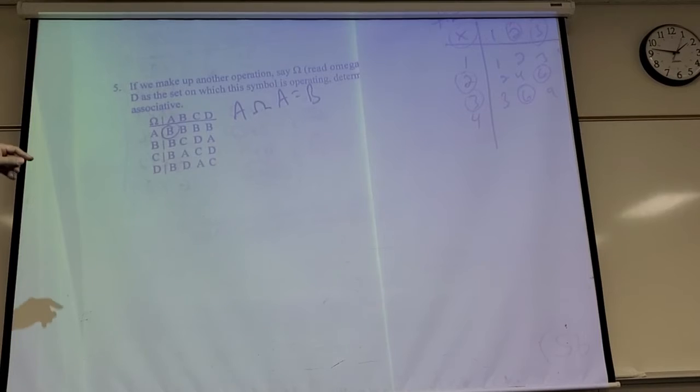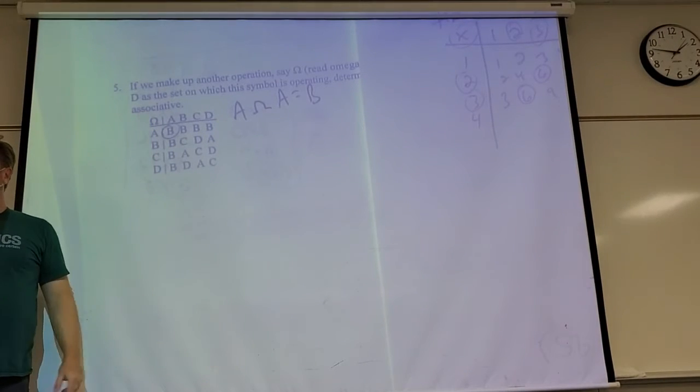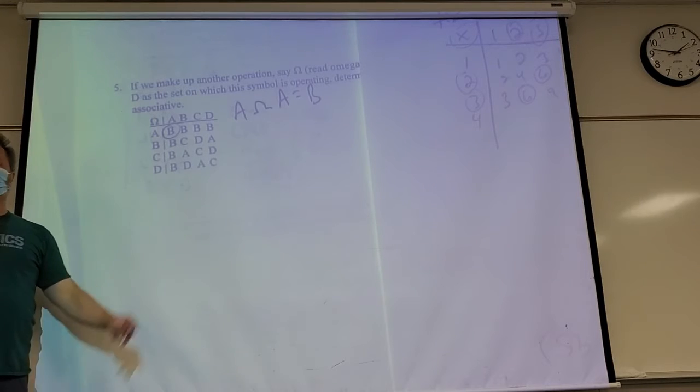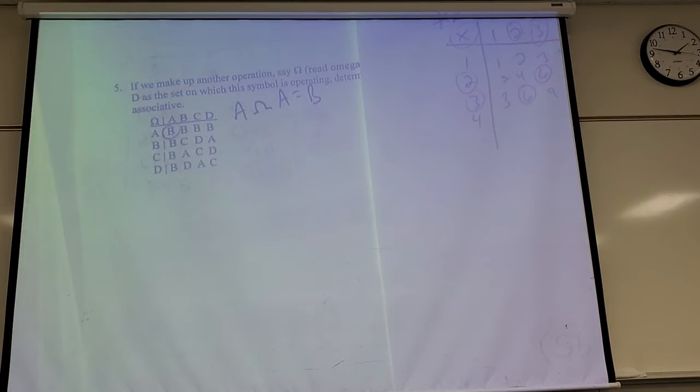Let me ask you one question real quick. Is it closed? Are there any answers that are not A, B, C, D? Do you understand? I really want this to make sense, right? It is closed. It's closed, because all the elements I know are A, B, C, D, and do I ever get an answer that is not A, B, C, D? No.